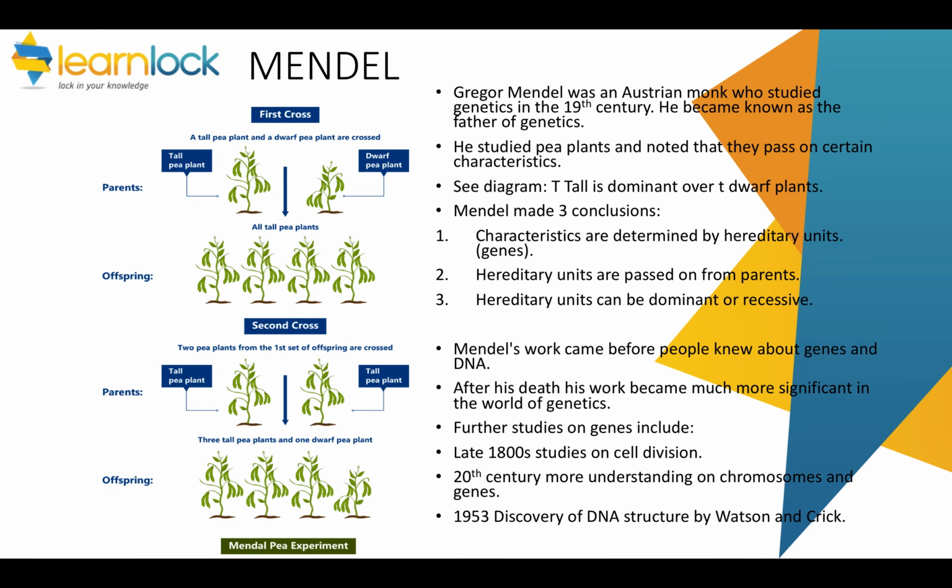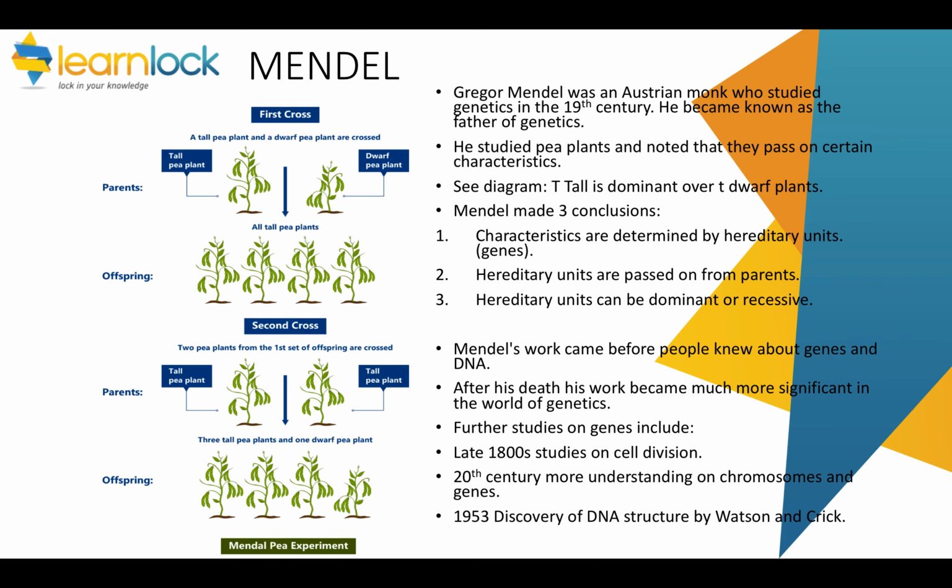So at first he thought, oh, the dwarf pea plants have disappeared. But when he bred the first offspring together, the dwarf pea plants came back. So he realised that there must be things that are passed on, things that are stronger and things that are weaker. You can see that from the diagram here. So he actually determined that there are hereditary units. We call them now genes, but he didn't know about genes then.